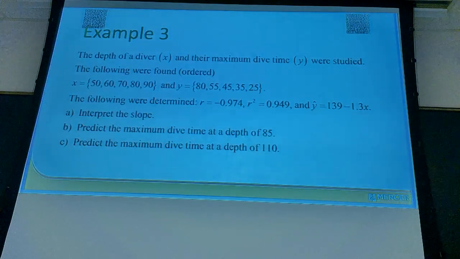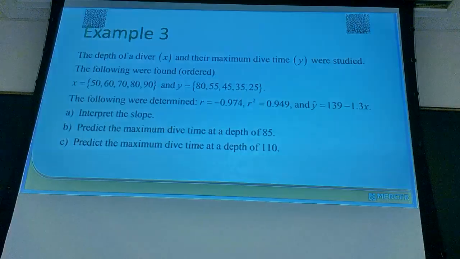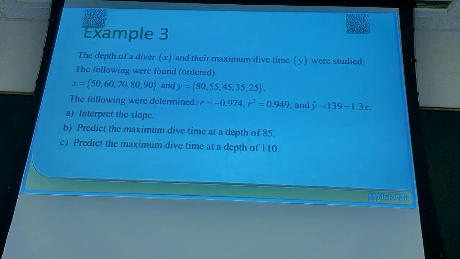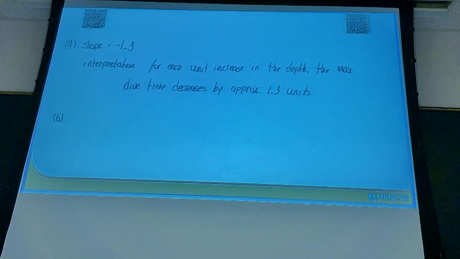Is 85 in there? Then it would make sense to make this prediction, right? 85 falls in our range. This is interpolation. Which does make sense. The prediction is meaningful, is what that means. And then it's actually just plug it into the least squares line, right? Which is 139.